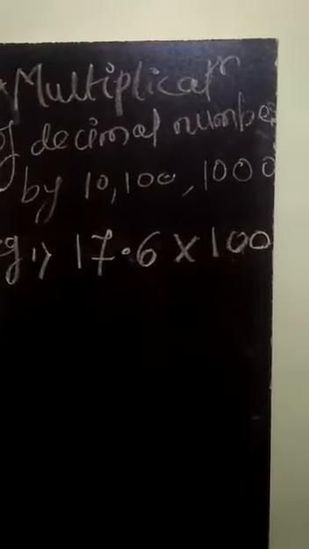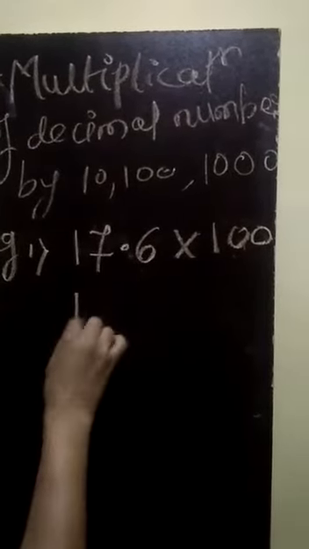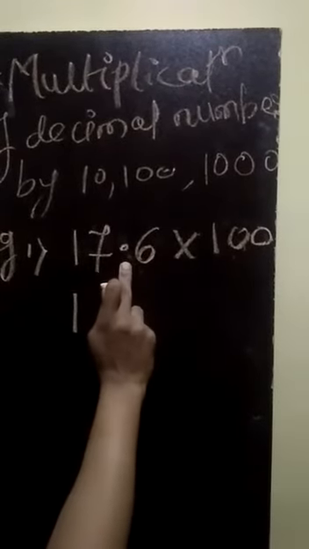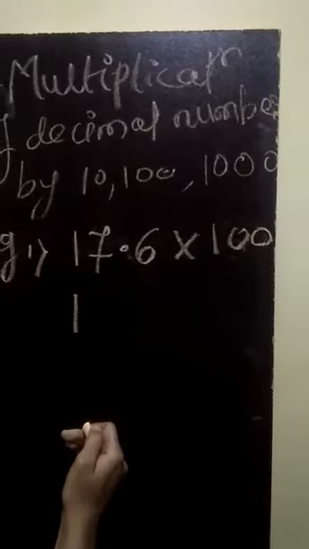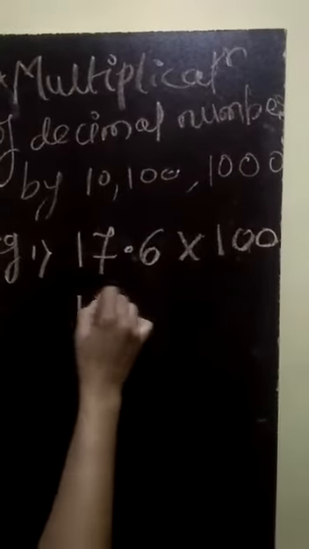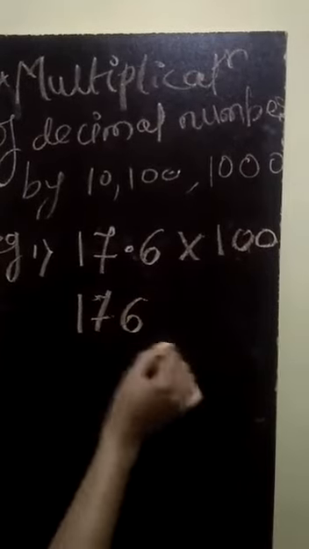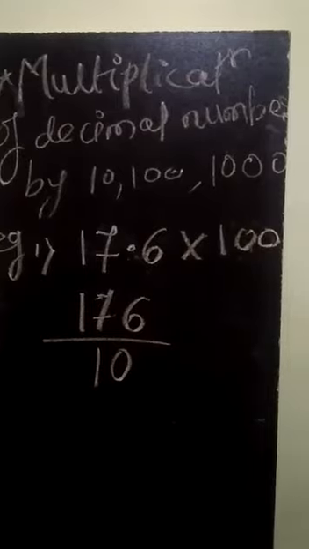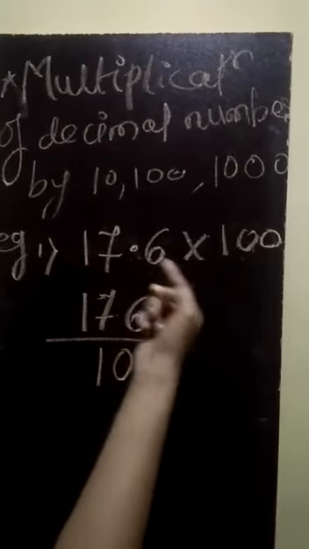Now the example, if the question is 17.6 multiplied by 100. So how will you solve it? So the same steps are there. To remove this decimal point, we have to convert it into a fraction. So we will convert it into a fraction. And for the removal of the decimal, what will we do? We will fill the denominator by 10, 100 or 1000 accordingly.